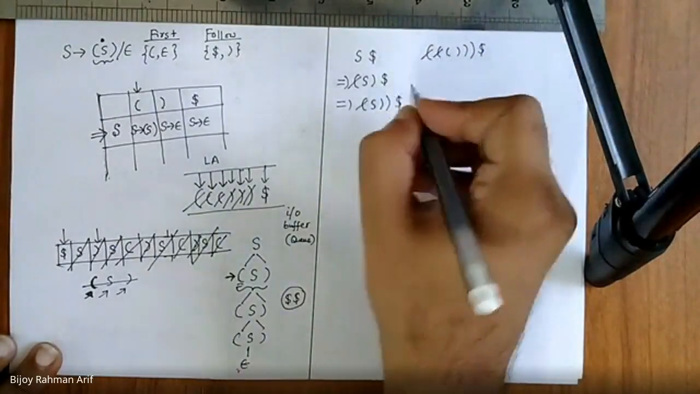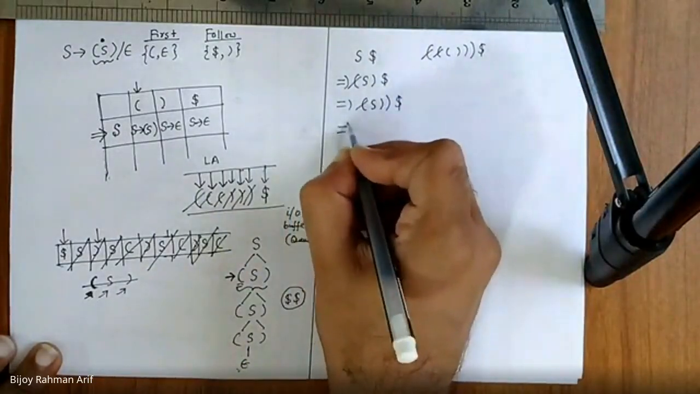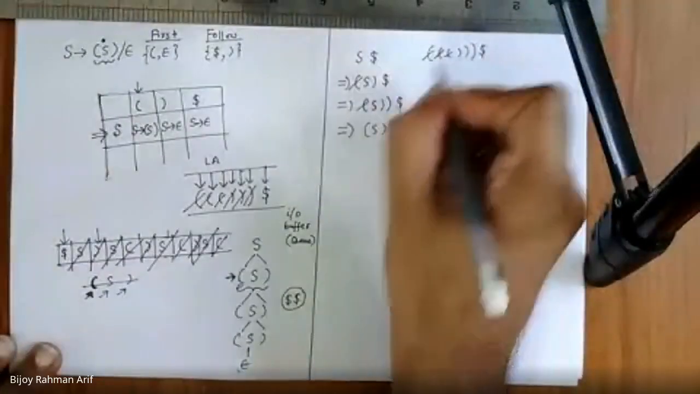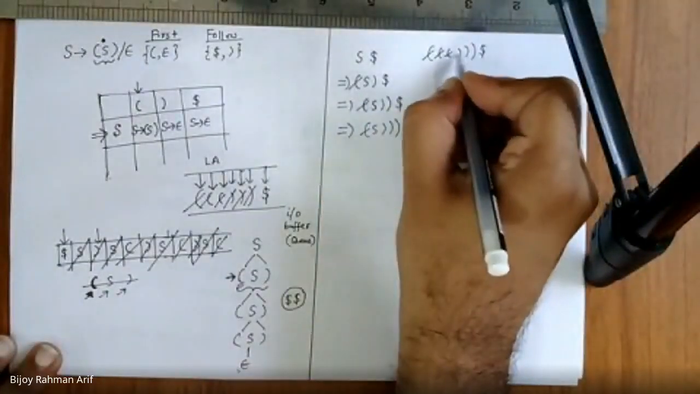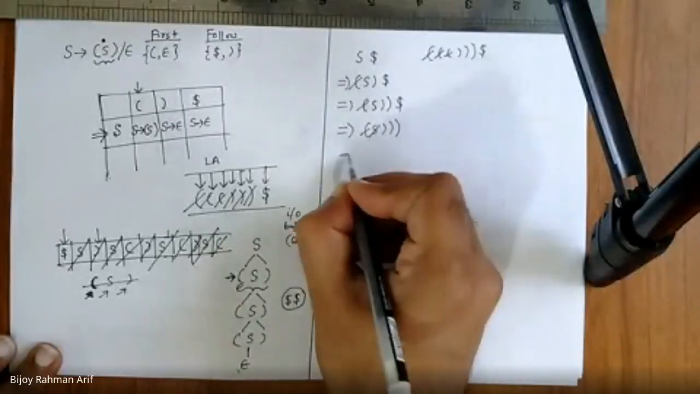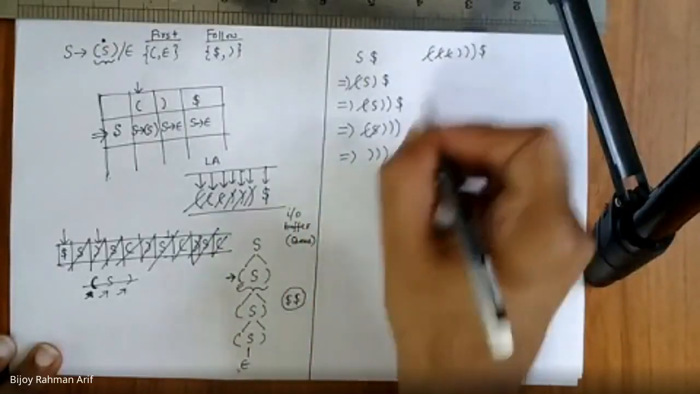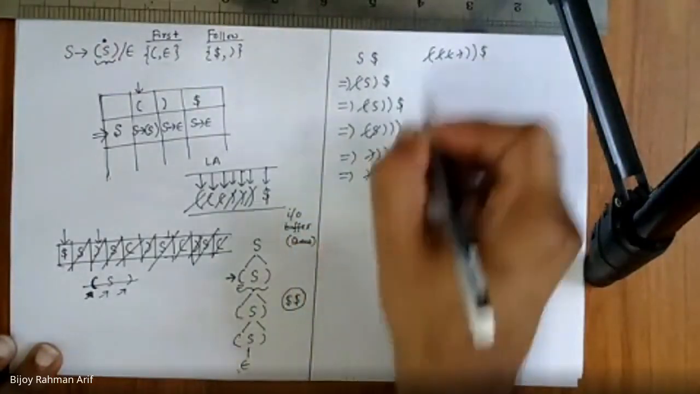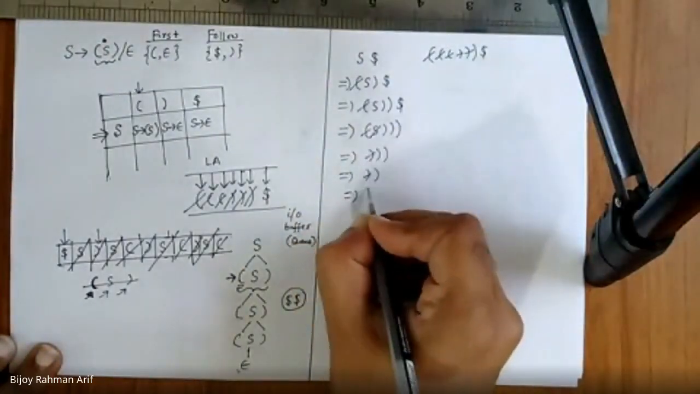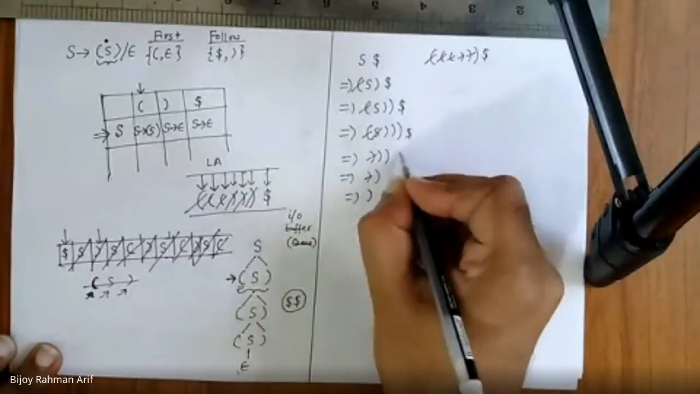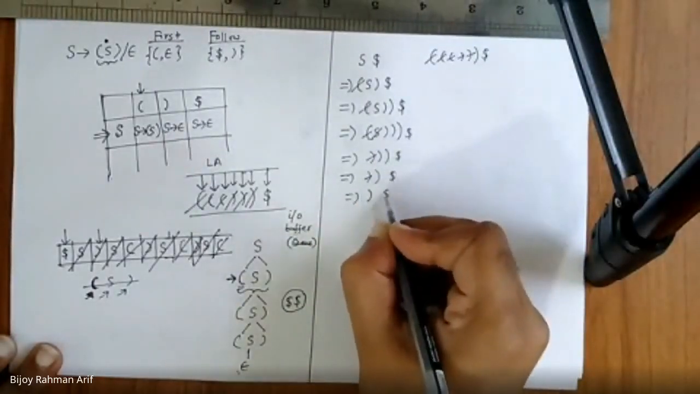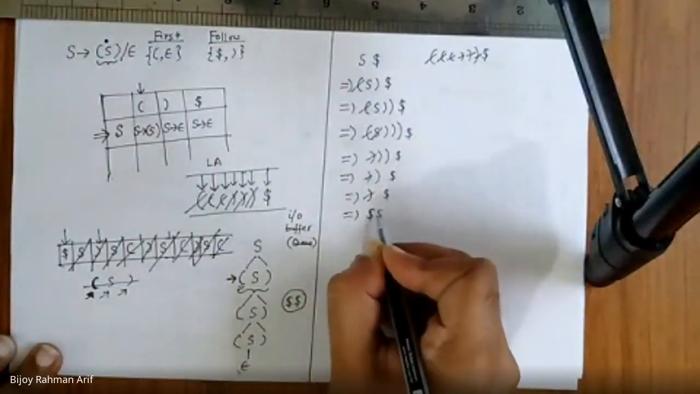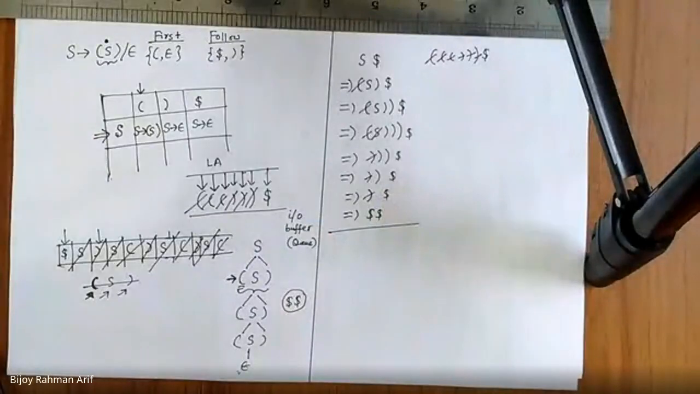Then this one matches. They are moving to here, so S derives again this. So this one matches. Then S becomes this one. So this one gets vanished. So I get this. Then this one matches, vanished. Then this one matches, vanished. Then I got this. And this one matches, vanished. Finally, dollar is seen. So if you're comfortable with this, that would also be fine.